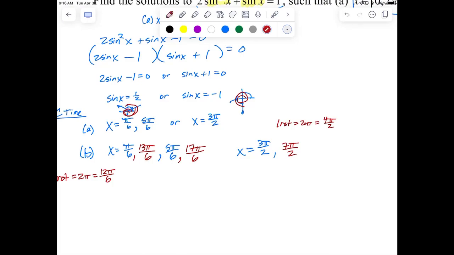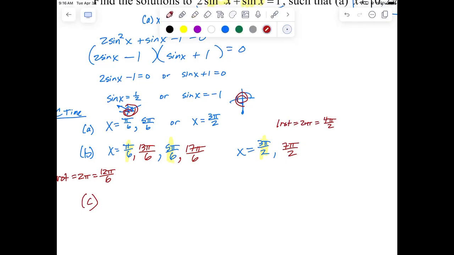Now, how many solutions are there going to be from negative infinity to infinity? There's infinitely many. Are we going to be able to list all of them? No, we're not. We can't list infinitely many. But here's what we know. All of the angles that are going to work are going to be what with those three highlighted angles? They're going to be coterminal with them, right? So here's what we're going to do.